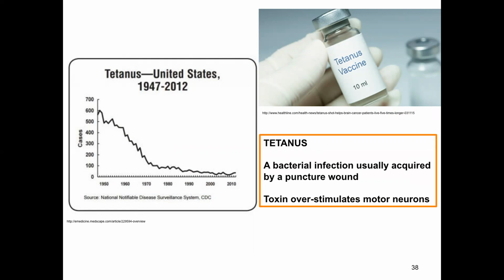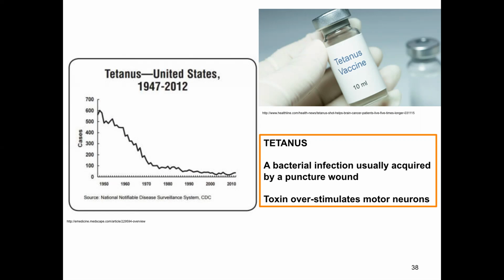Now, an important thing to remember here is that your diaphragm, your breathing muscle, which we're going to talk about later in the semester, is a muscle. And when that one is overstimulated and contracted, you can't relax. And this is why it's so dangerous. You can die of suffocation because you can't breathe properly.